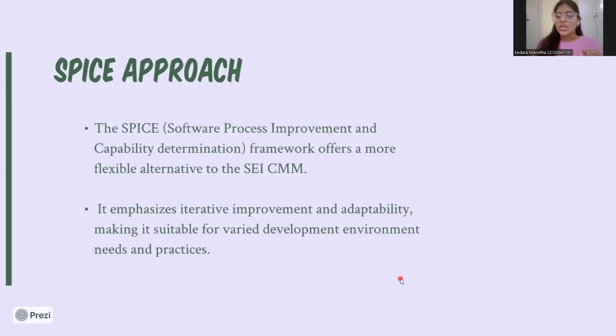The SPICE approach is also a kind of framework. It offers more flexible alternatives to the CMM model. SPICE stands for Software Process Improvement and Capability Determination. It emphasizes iterative improvement and adaptability, making it suitable for varied development environments and needs. Thank you.